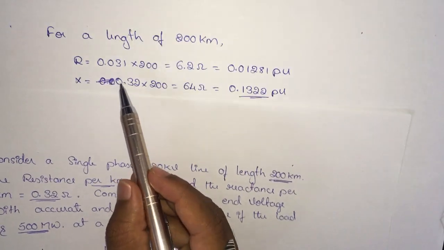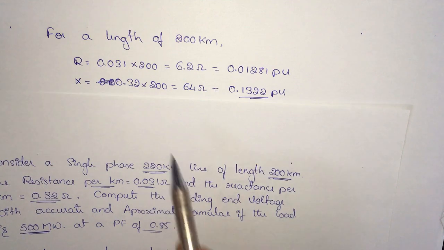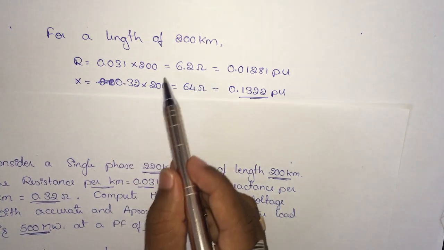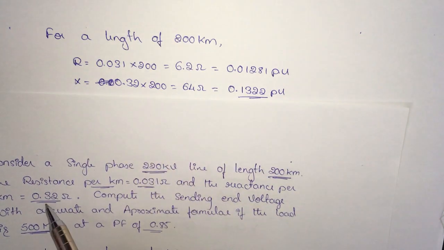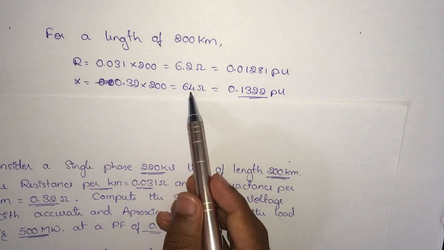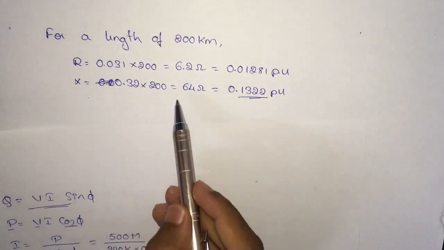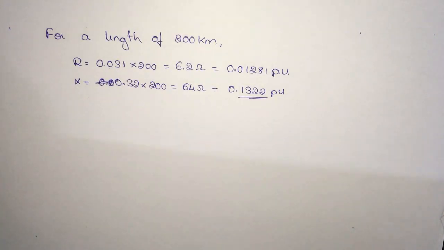You can see here R is 0.01, 0.031 per kilometer. We are multiplying for 200 kilometer length. Similarly, reactance is 0.32 multiplied by 200 leads to 64. 64 divided by base impedance 484 leads to 0.1322.